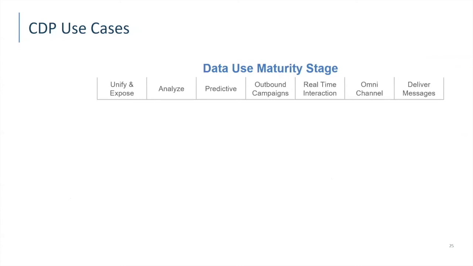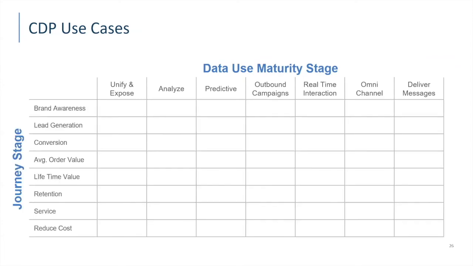Well, one way to make sure that you have a bunch of them, and I won't get too technical here, is to think about maturity stages. There are some things that are really simple, basic. First thing you do is get that data unified and exposed, build the CDP basically. Once you have it built, the next thing you're most likely to do is some analytics on it. Then after the analytics comes predictive modeling, and then outbound campaigns using the models, and real-time interactions, and omni-channel and cross-channel campaigns and message delivery. So that's a maturity model that you walk through step by step, although, as we'll see in a minute, sometimes you jump out of order.